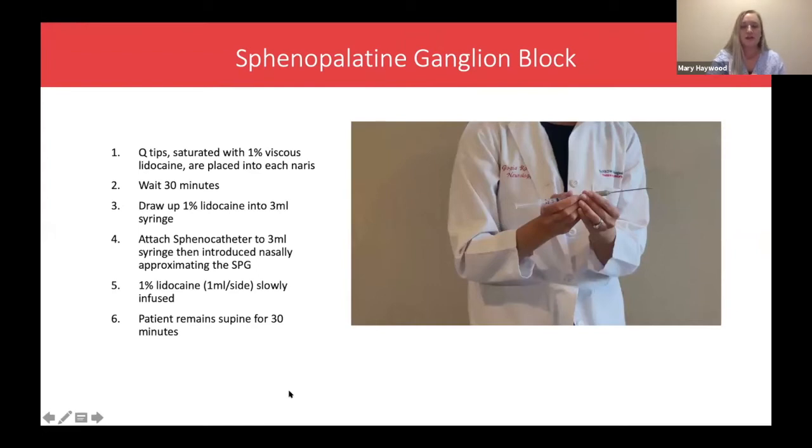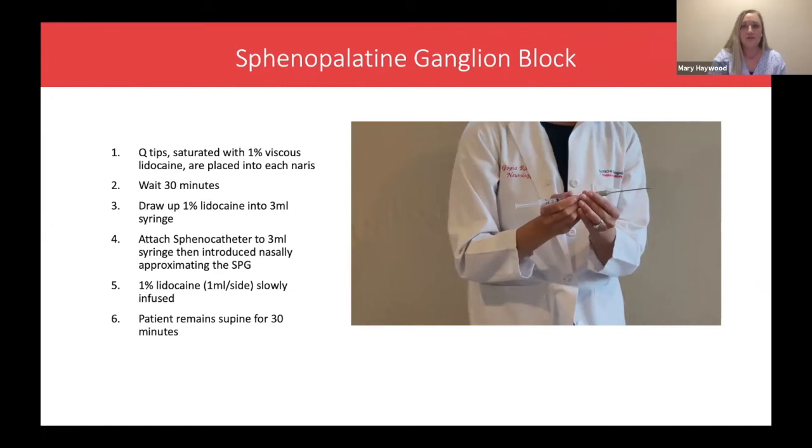So how exactly do we do this Sphenopalatine ganglion block? Initially, we dip our Q-tips in the 1% viscous lidocaine, and we have the patient lie supine with their head in extension. We place a Q-tip in each nostril of the patient. We have them lay there for 30 minutes. This is simply to make the insertion of the catheter a little bit more comfortable for the patient. It's not actually helpful for the block itself.